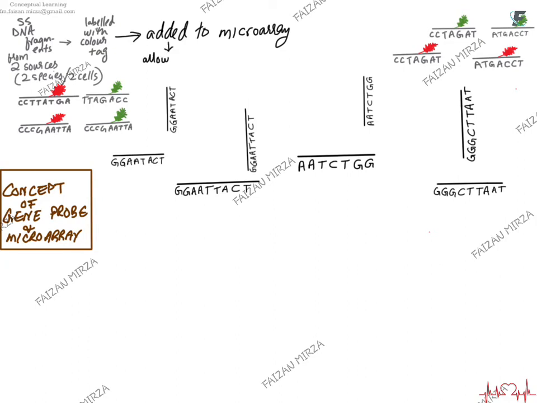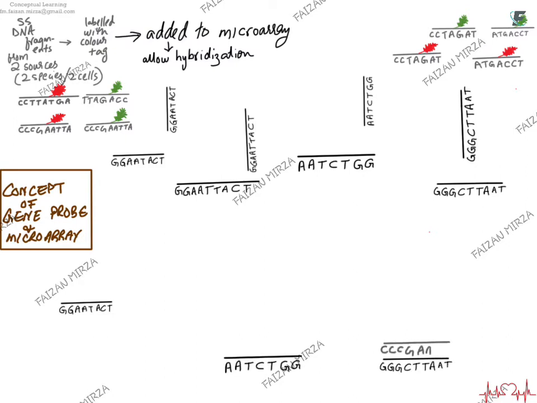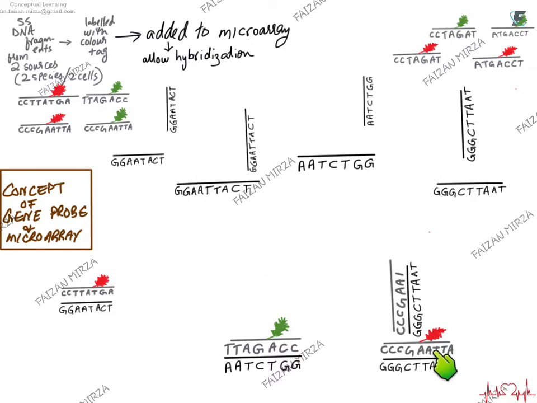I will allow my DNA fragments to hybridize with the gene probe, and within no time I'll see my gene probes. I'll run this at a bit more speed. You can see that complementary base pairing occurred, and my red DNA of complementary gene probe attached here, and this green is attached here, this red attached here.